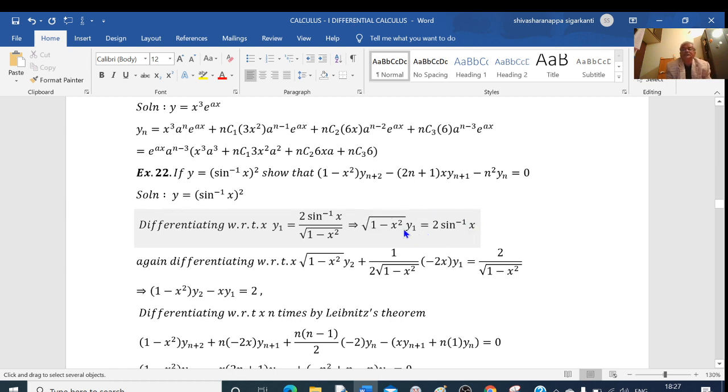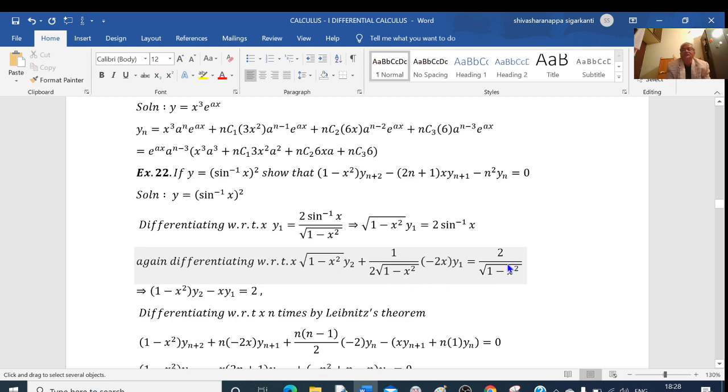Again differentiating this equation with respect to x. On the left hand side, I have to use the product rule: first function into derivative of second plus second function into derivative of first. So that is root of 1 minus x square into y2, plus the second function y1 into the derivative of root of 1 minus x square, which is 1 by 2 root of 1 minus x square into minus 2x. Here I can cancel 2 and 2. This is equal to, on the right hand side, 2 into the derivative of sin inverse x, which is 1 by root of 1 minus x square.